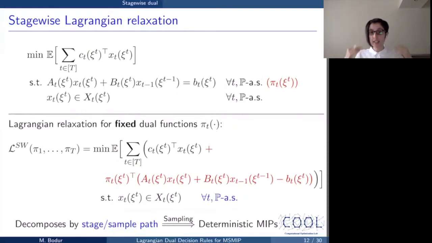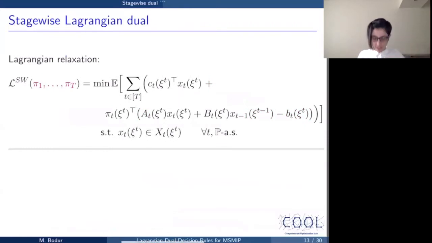So if I give you again this fixed set of dual policies, you can solve this problem by just sampling, and for each scenario, you can basically solve a deterministic mixed integer program, especially in parallel, so you can do this by means of decomposition very efficiently.